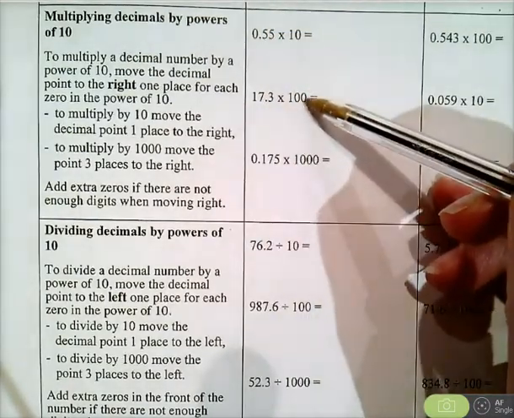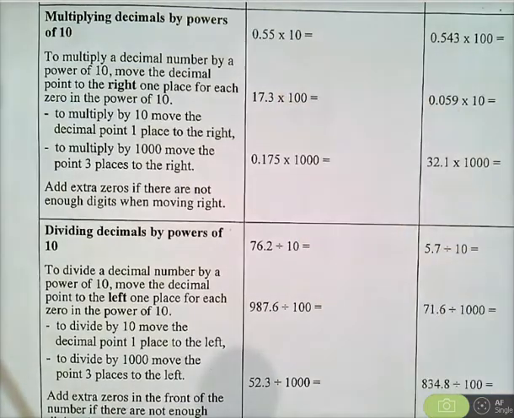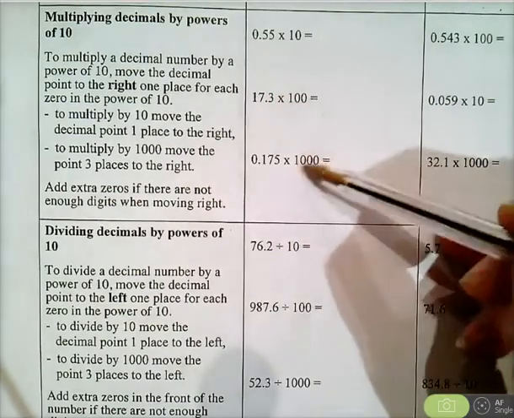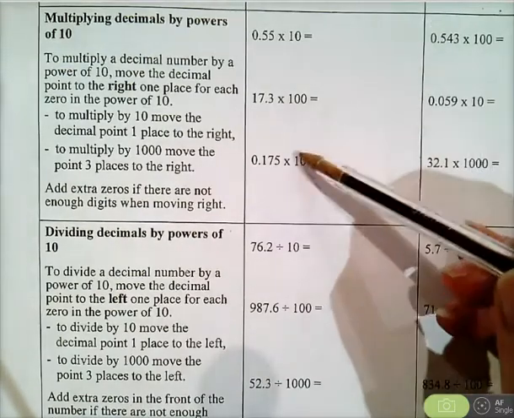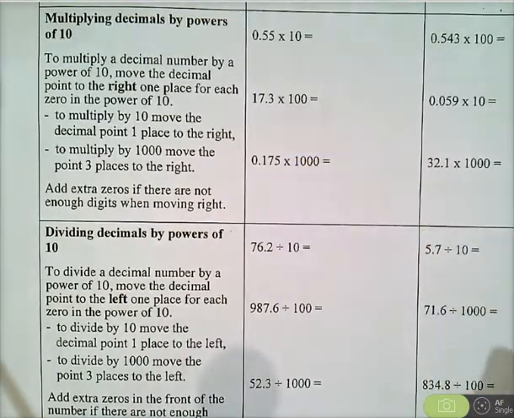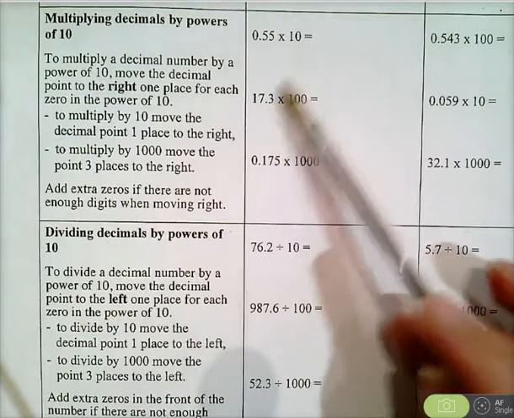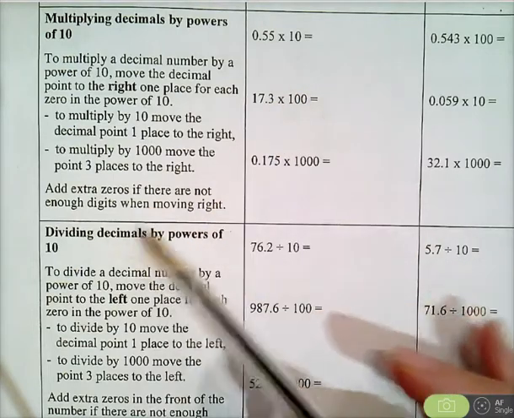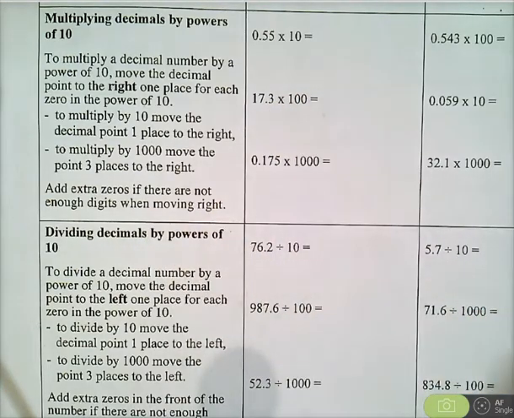If you're multiplying by, say, 100, you'd move the decimal place 2 points to the right. And if you're multiplying by 1,000, you move the decimal place 3 points to the right. Sometimes you'll be jumping places to the right and there aren't enough digits, so you will just add some extra zeros.